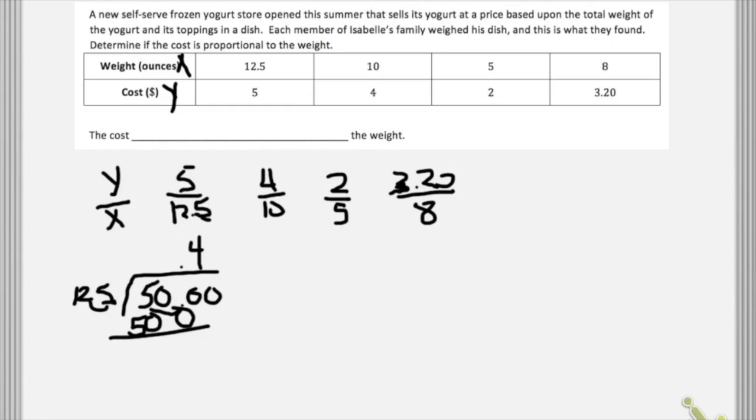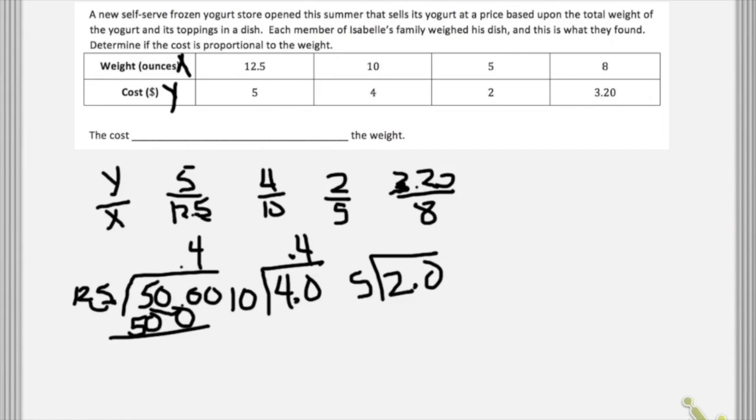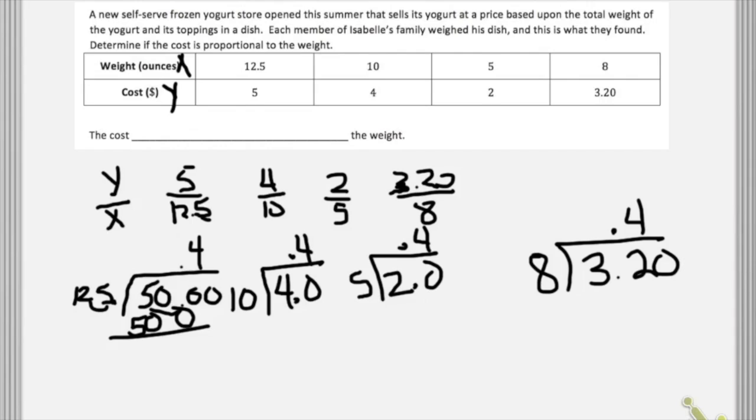And then I go 4 divided by 10, my decimal point. So that's 0.4. And then 2 divided by 5, and that's 0.4. And then 8 into 3.20, and that's 0.4. So all of my answers come out to be 0.4.